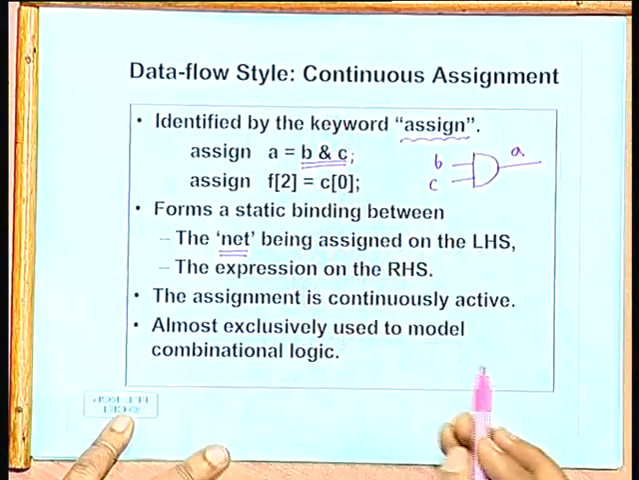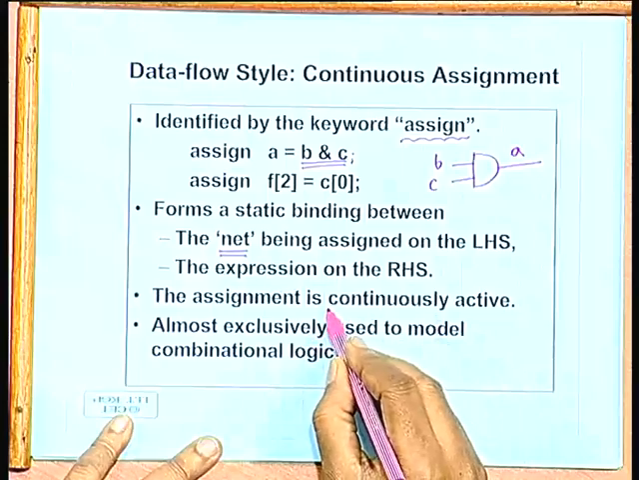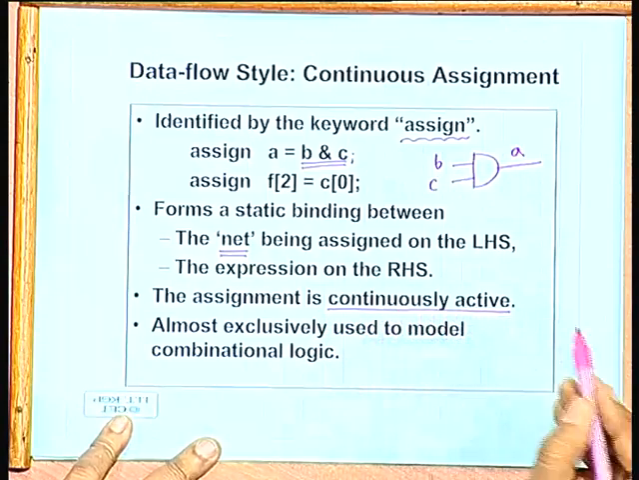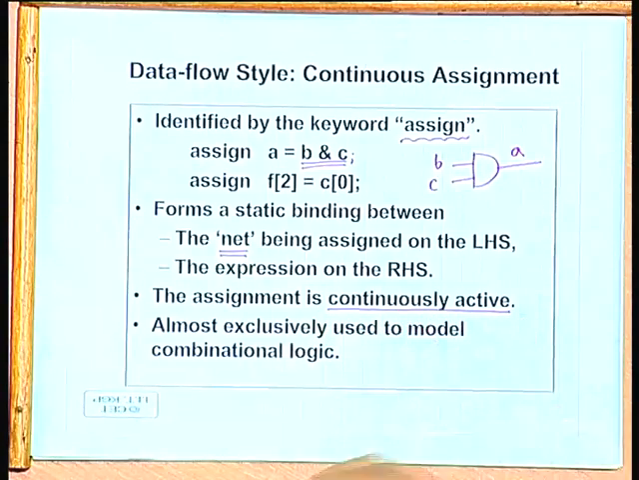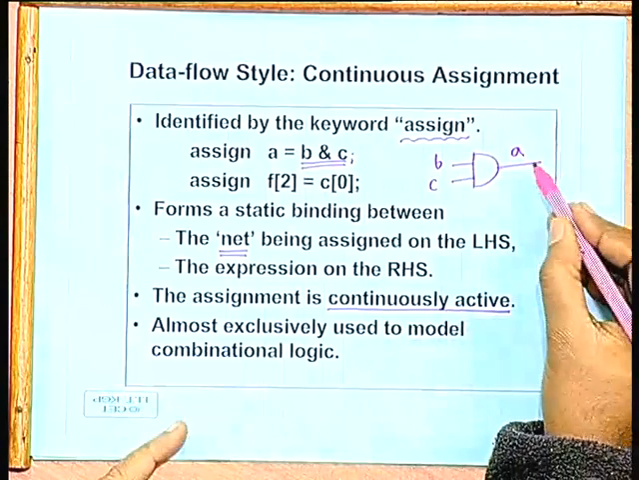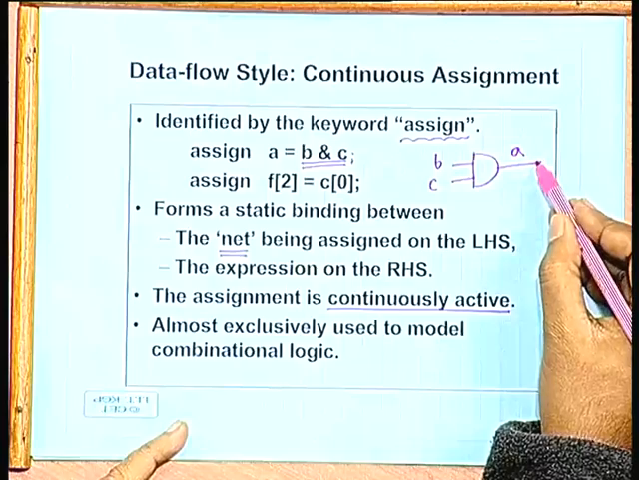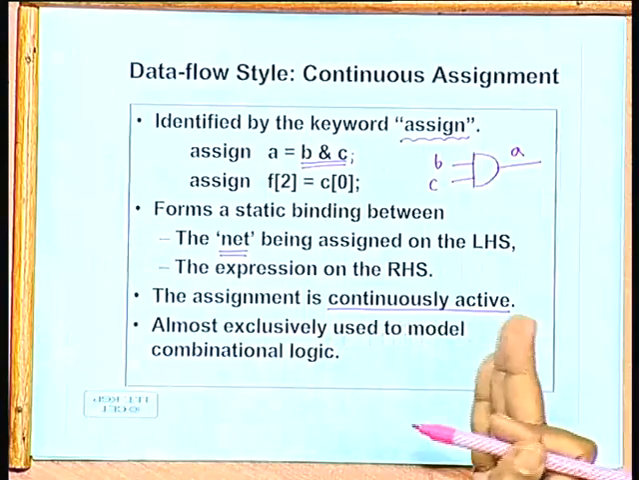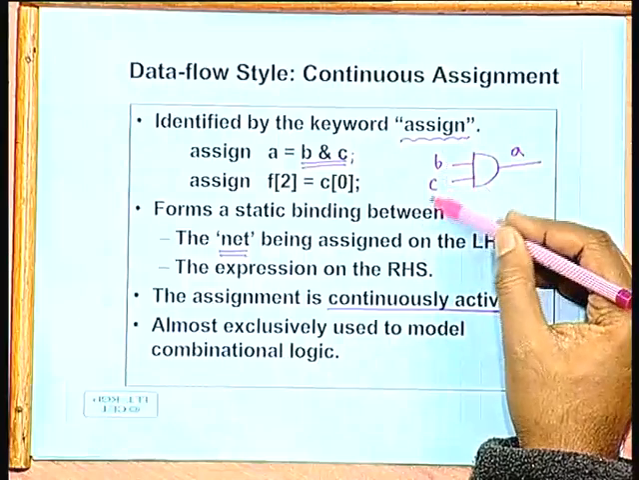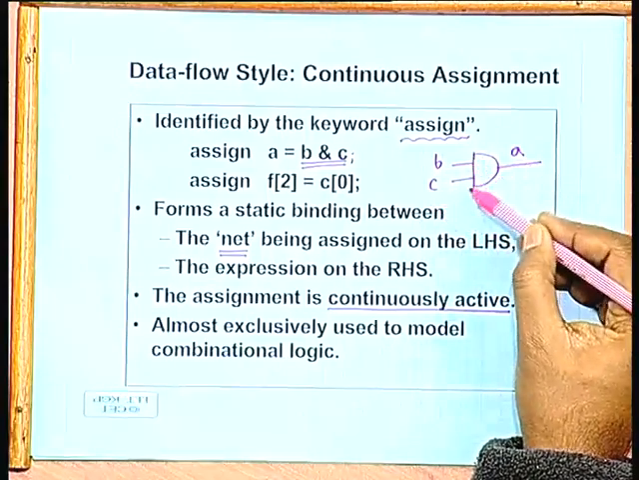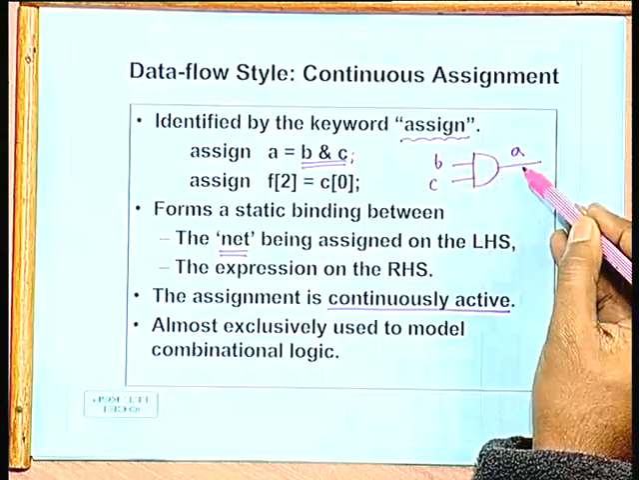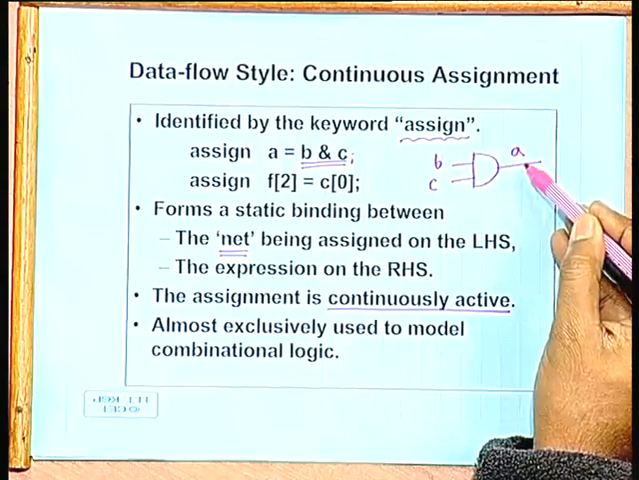One characteristic of continuous assignment is that it is continuously active. Continuously active means with respect to simulation, the value of the outputs does not change at particular points in time, like when there is a clock pulse. Whenever there is a change in the values of B and C, then after a delay equal to the delay of this gate, this output will immediately start changing.